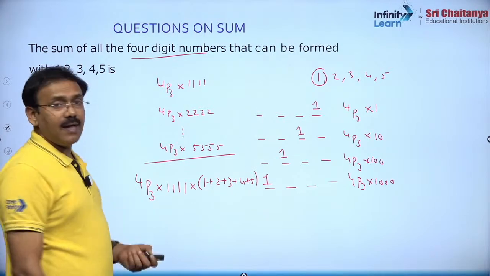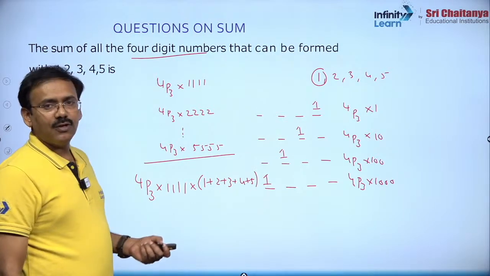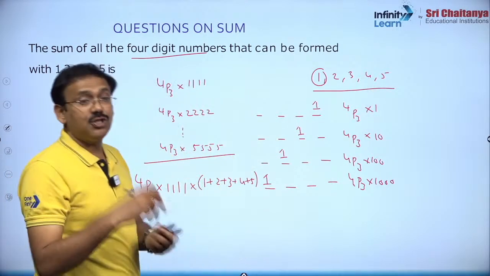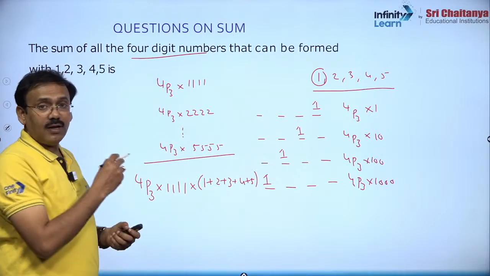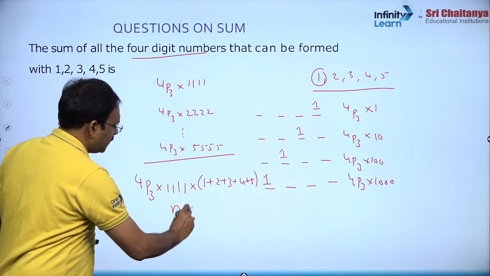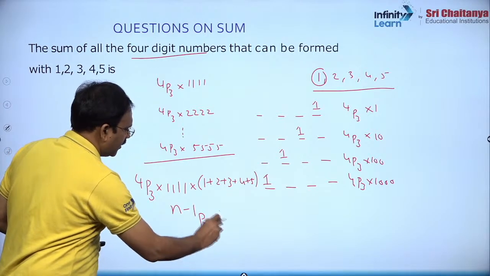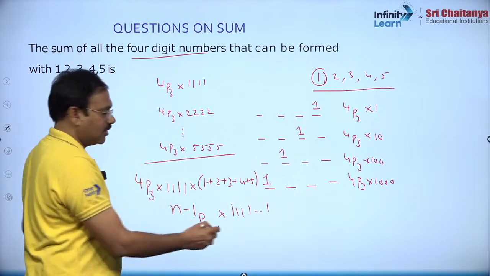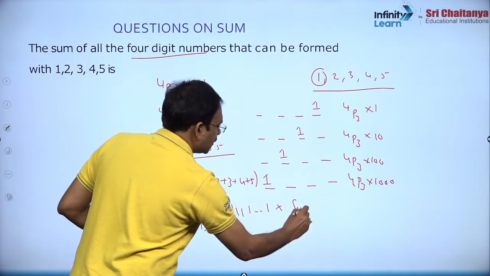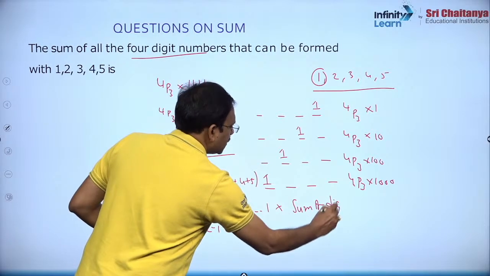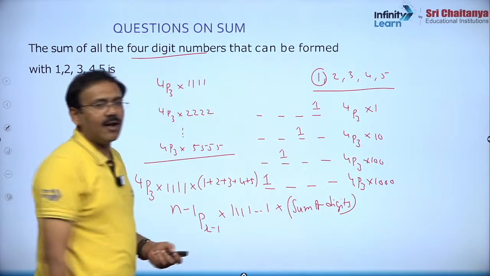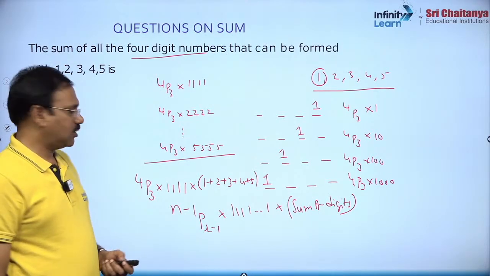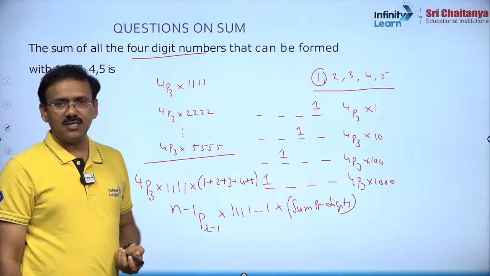So I mean to say, if n digits are given in which 0 is not there, and I want r-digit numbers, this becomes (n minus 1)P(r minus 1) into 111...1 (r times) into the sum of the digits. This is the shortcut, my dear friends. You can adopt this shortcut to find the sum of these digits easily.